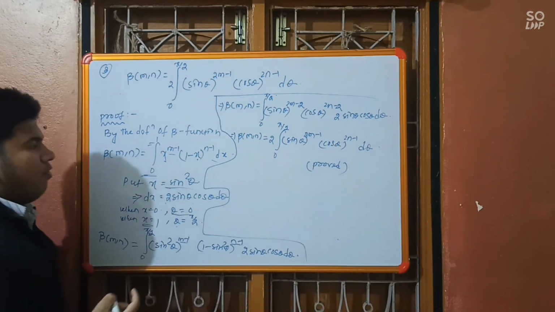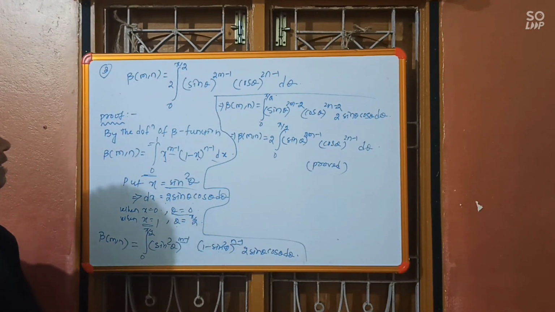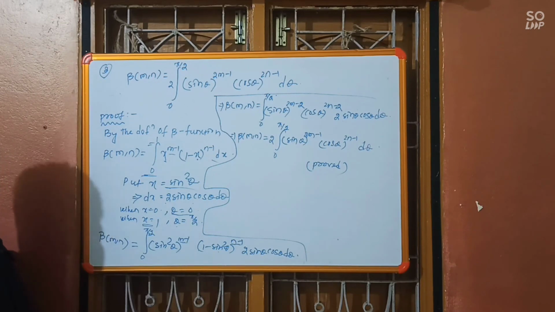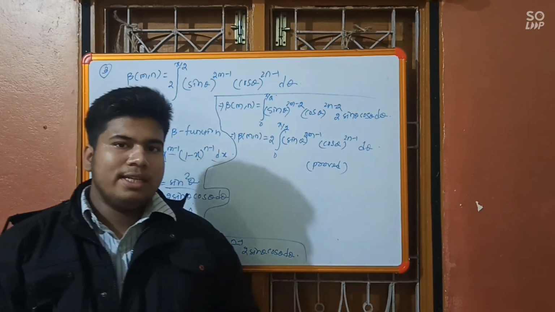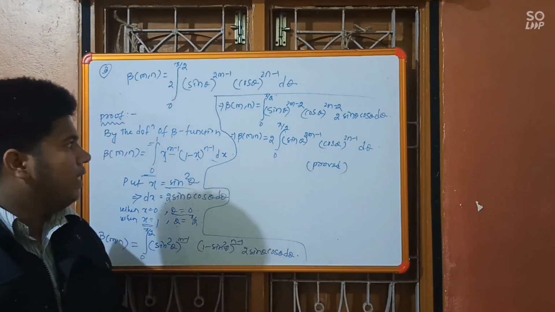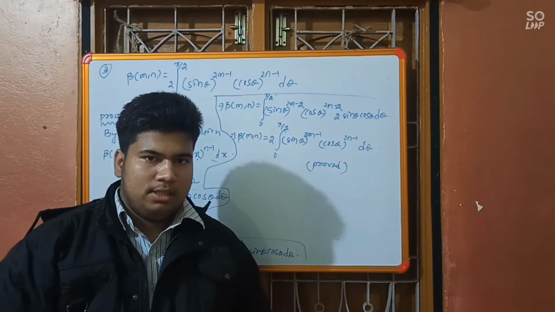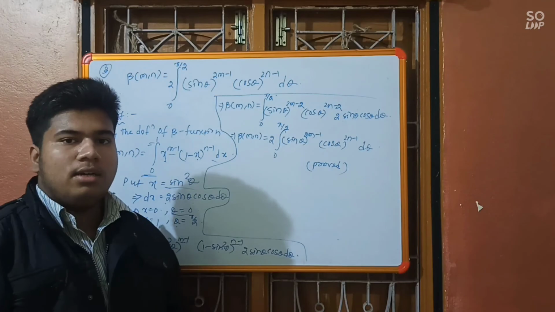So the third property of the beta function is proved. You can take a screenshot of this. Okay, these are the properties of the beta function. So in the next class we will study the second function, that is the gamma function.